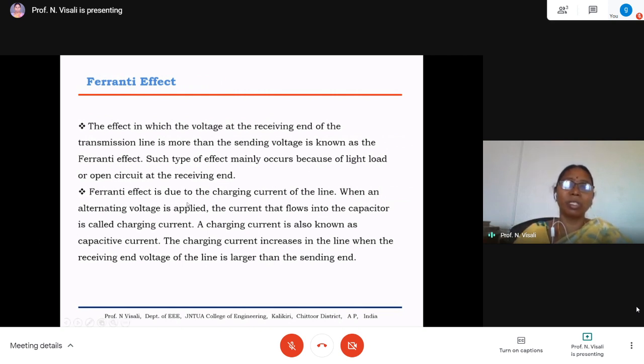So what is the Ferranti effect? The Ferranti effect is due to the charging current of the line. When an alternating voltage is applied, the current that flows into the capacitor is called charging current. The charging current is also known as capacitor current. It increases along the line when the receiving end voltage of the line is larger than the sending end. So whenever charging currents are there, these charging currents will additionally increase the capacitance value, and this causes additional charging current. Then this total current will increase, and when the total current increases, automatically the receiving end voltage is higher than the sending end.